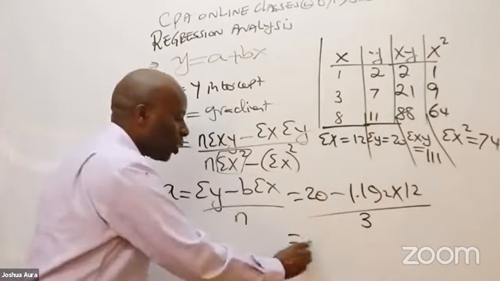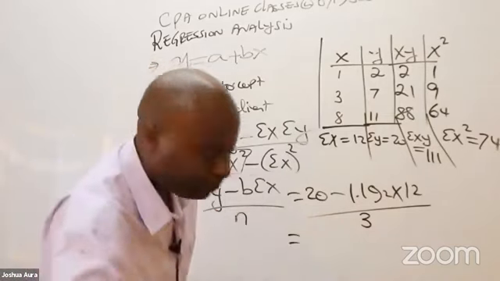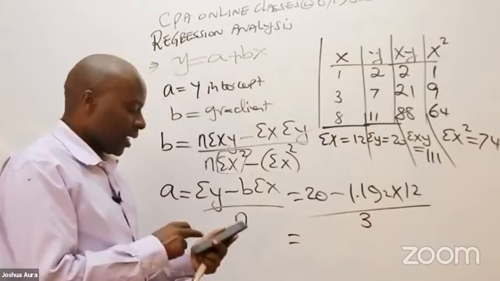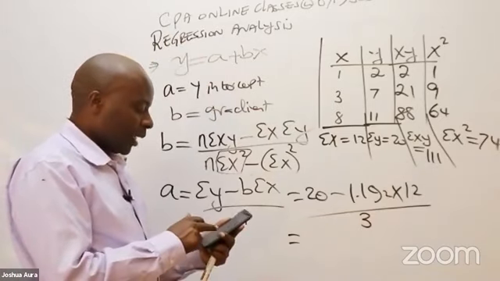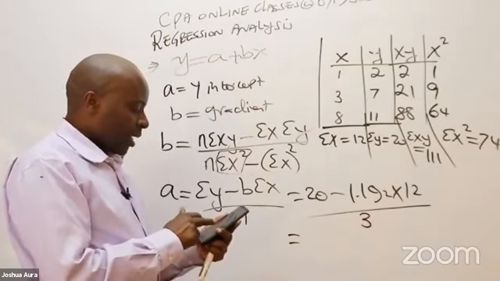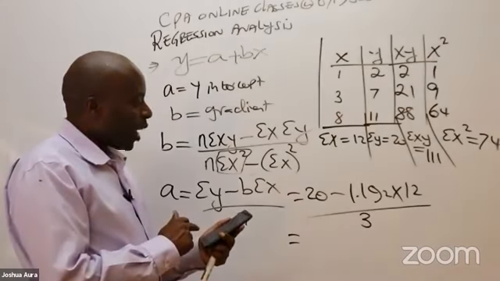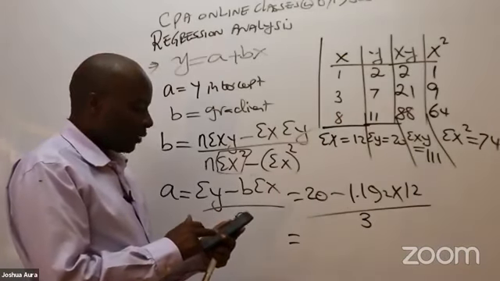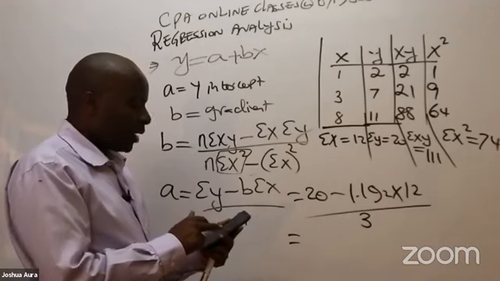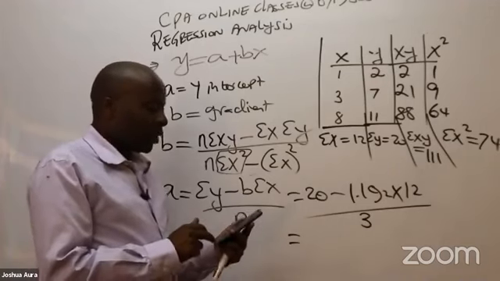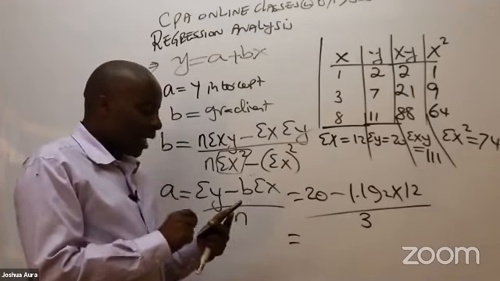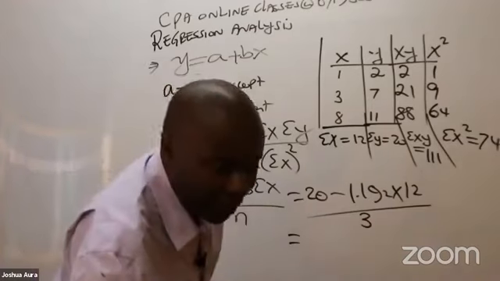So what we need to do is to come very fast here and talk of 20 minus 1.192 times 12. You say equals, and then you divide this by 3, which gives us 1.899.